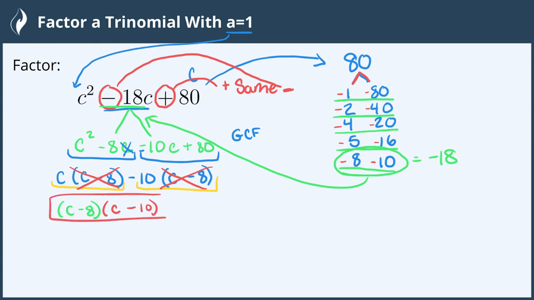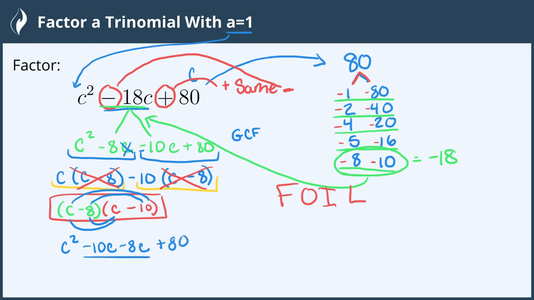We have now factored our trinomial down to two binomials, and we can check this by FOILing. First, outside, inside, last. The first two terms multiplied together, c times c, is c squared. Outside, c times negative 10 is negative 10c. Inside, negative 8 times c is negative 8c, and the last two terms, negative 8 times negative 10, is positive 80. When we combine our middle two terms, we get c squared minus 18c plus 80.